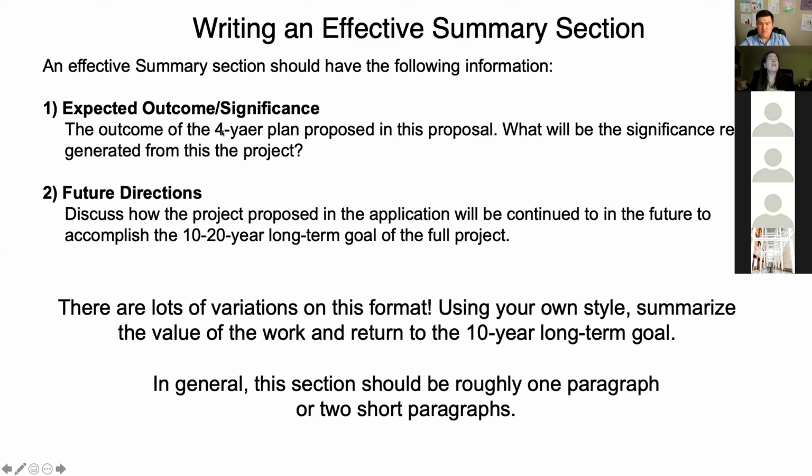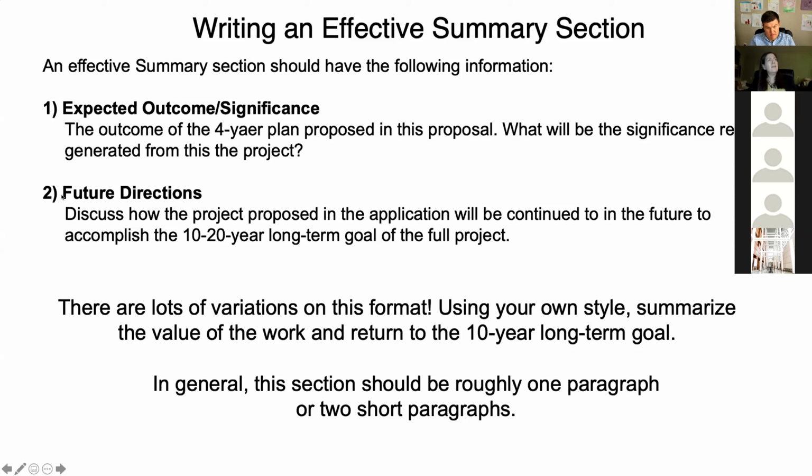In this case, sorry, I have a typo here, the outcome of the 4-year plan. What is the outcome of the 4-year plan proposed in this proposal? Not the long-term goal, but just what you're going to do in this particular 4-year proposal. What will be the significance from this project? So you're going full circle. We started off with significance, now we're returning to significance. That is a very common thing to see in this last section. It's a summary, returning back to the bigger picture.